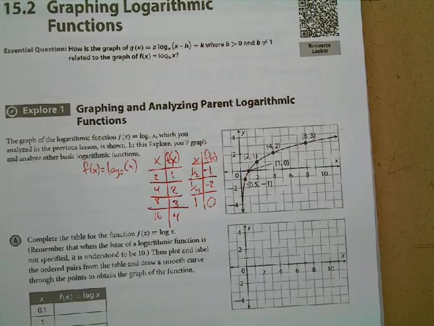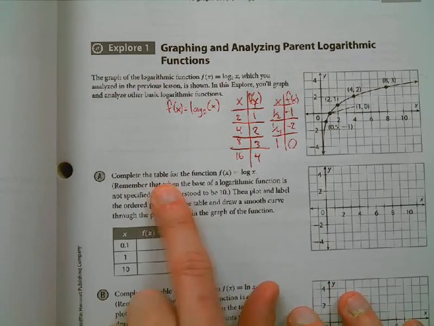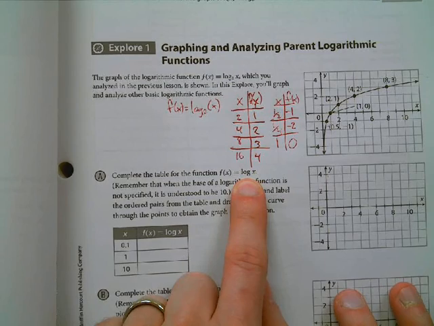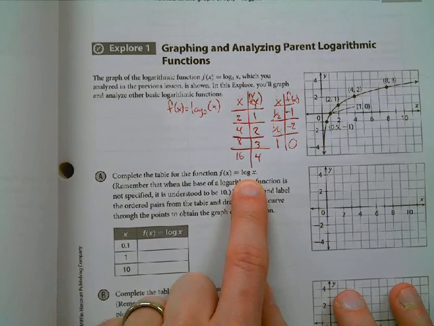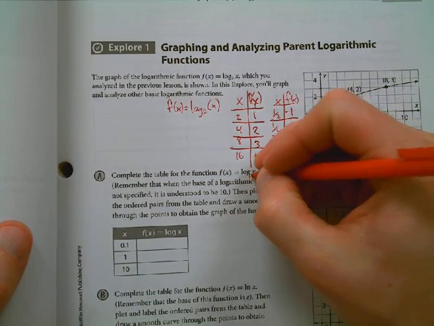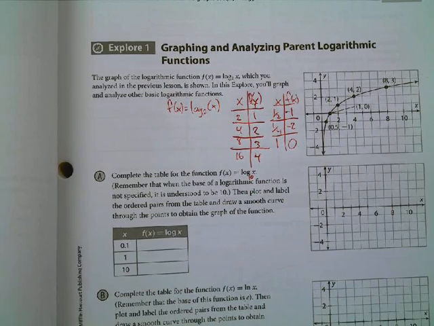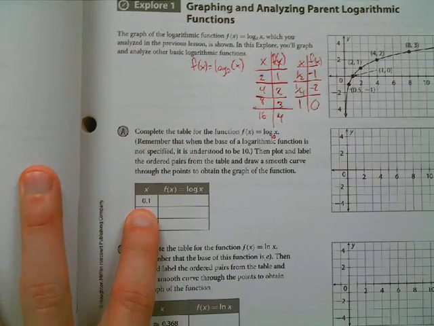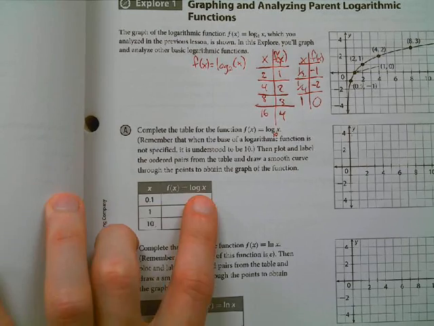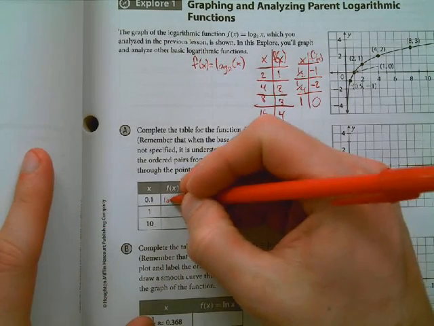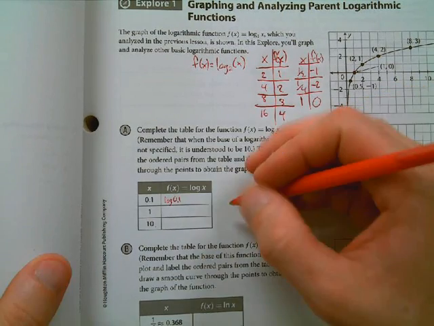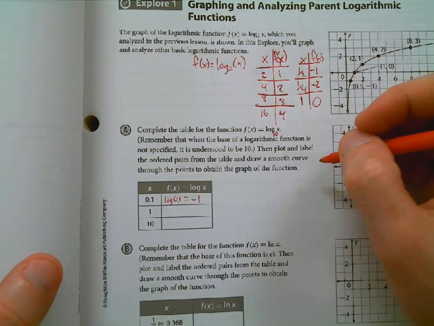Now let's do the same thing for the function log of x. When we see log of x, that is log base what? 10. So I can put a little 10 in there if I want, just to remind myself. Okay, so let's do this. What is the log of 0.1? Remember, 0.1 is 1/10, so that's equal to just -1. So it's 0.1, -1.